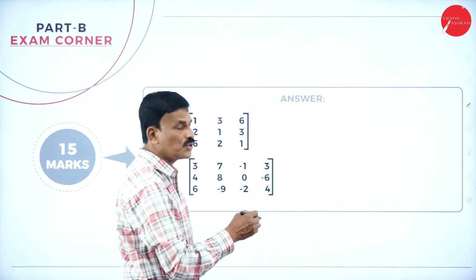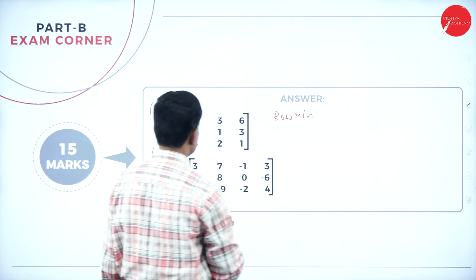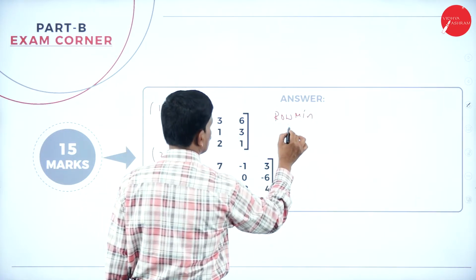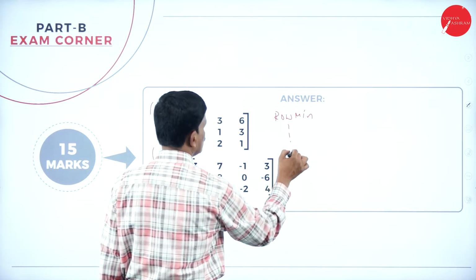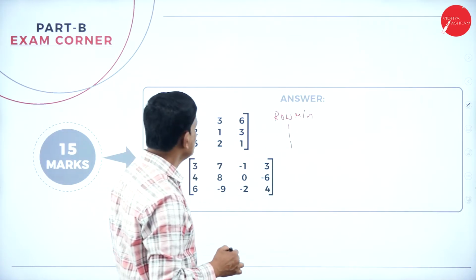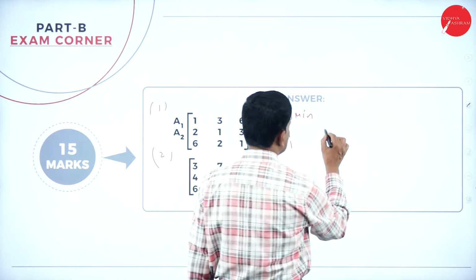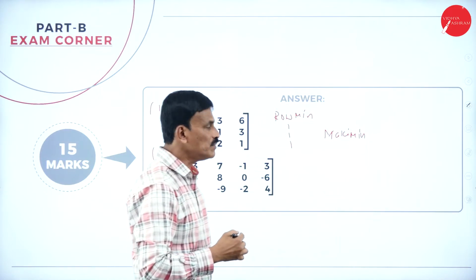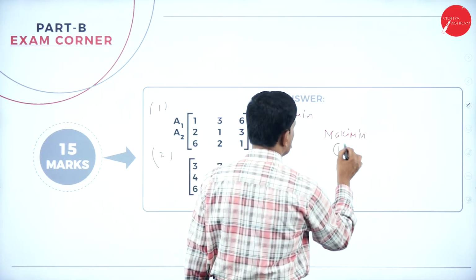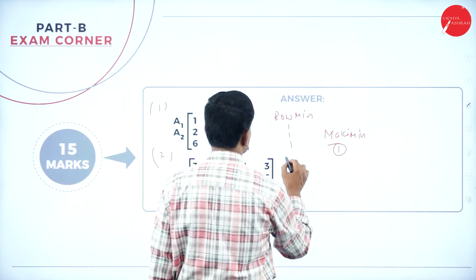Here, find out the row minima. What is the row minimum? In the first row it is 1. In the second row it is 1. In the third row also it is 1. So 1 is the minimum value. Now find out the maximum of these minimum values, the maximin. So the maximum of these minimum values is 1.